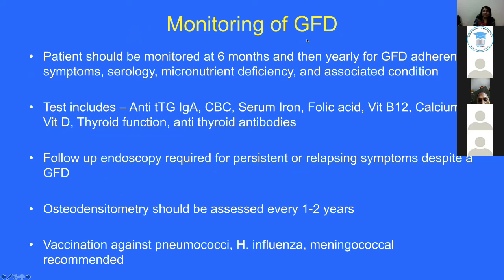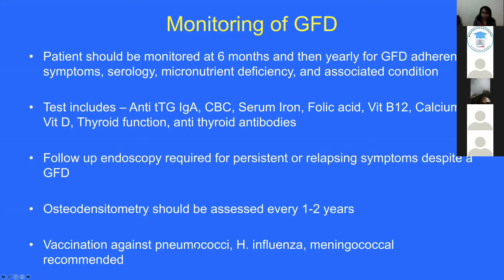So how do we monitor patients on a gluten-free diet? Patients should be monitored at 6 months and then yearly for gluten-free adherence: symptoms, serology, micronutrient deficiencies, and associated conditions. They should test TTG IgA, counts, serum iron, folic acid, B12, calcium, thyroid, vitamin D. All these parameters must improve if the patient is maintaining a gluten-free diet. We can get a follow-up endoscopy if the patient is not responding or has persistent symptoms despite a gluten-free diet. Bone densitometry should be assessed every 1 or 2 years.